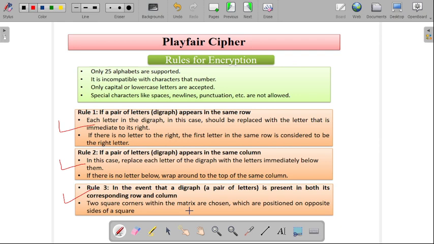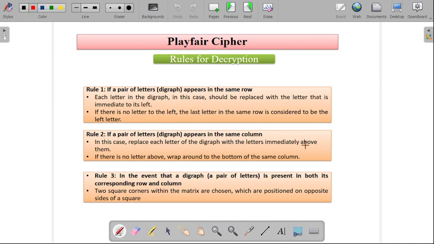Now we will solve an example, then you will be clearer about these three rules. In the case of decryption, we follow the reverse of the encryption rules. In rule number one, for encryption we take the right character, but in decryption we take the left character of our ciphertext. In rule number two, for encryption we take the character below, but in decryption we take the immediate above character from our ciphertext. And rule 3 is the same as for encryption.